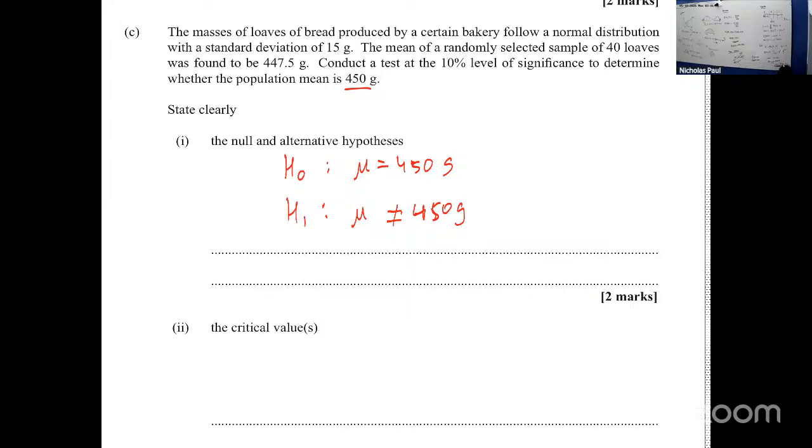If you want, you can also write it in words: the mean is equal to this, the mean is not equal to this. So what type of test is this? That's a two-tailed test, right? So your critical values will be here and here. That's the rejection region. They want the critical values, right? So inside here is what percentage? 0.9.